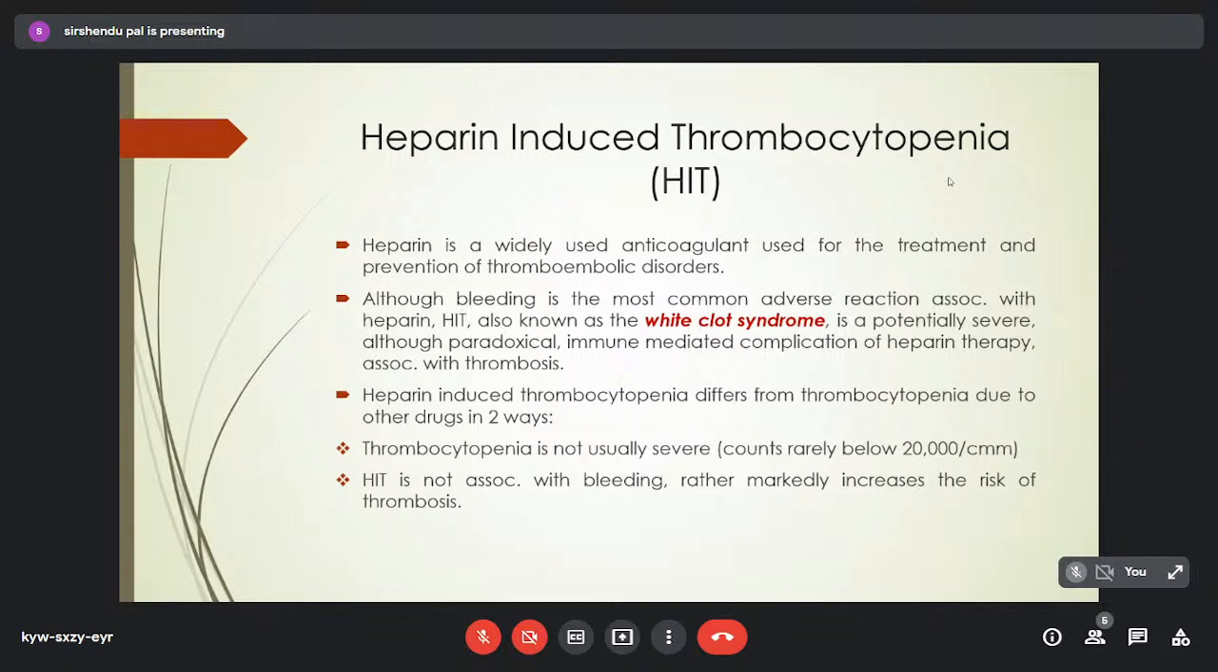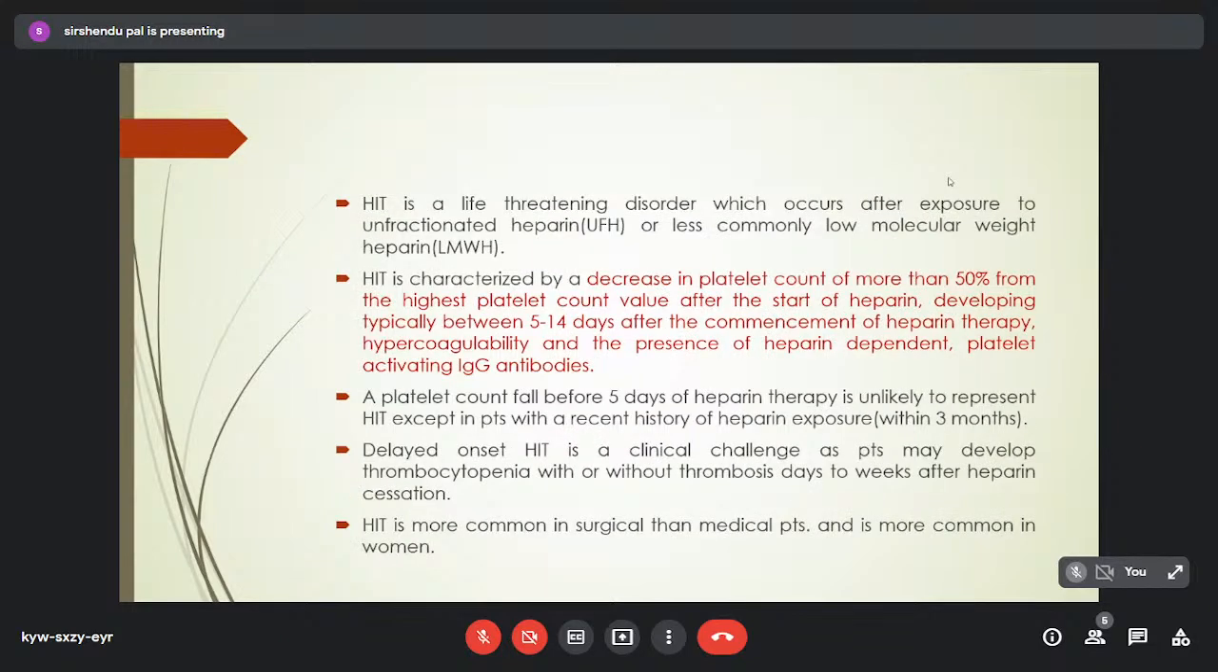Heparin-induced thrombocytopenia differs from other causes of drug-induced thrombocytopenia in two ways. In heparin-induced thrombocytopenia, the thrombocytopenia is not usually severe, that is, counts rarely fall below 20,000, and it is not associated with bleeding. Rather, it markedly raises the risk of thrombotic complications. Heparin-induced thrombocytopenia is a life-threatening disorder which may occur after exposure to the various forms of heparin. It occurs in 3 to 5% of patients during or after unfractionated heparin therapy for 5 days or more, while the incidence is less than 1% during low molecular weight heparin therapy.